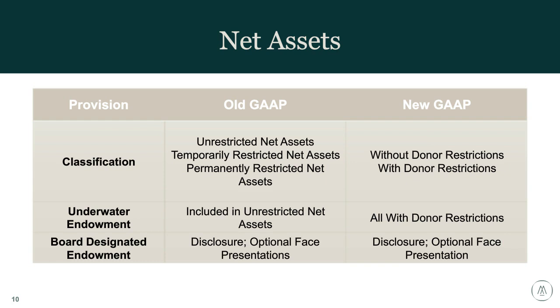So with donor restrictions include net assets that have donor or grantor imposed restrictions, and also includes underwater endowments, where in prior GAAP, underwater endowments were included in the unrestricted net asset class. Without donor restrictions include net assets that are not subject to a donor or grantor imposed restriction and includes all board-designated net assets, such as voluntary reserves and board-designated endowments.